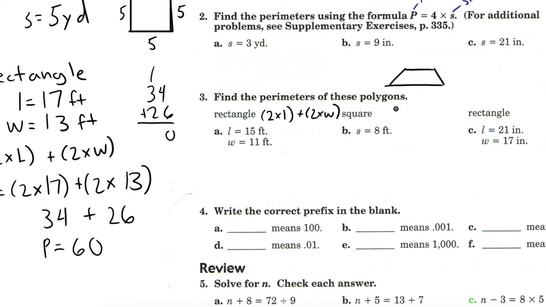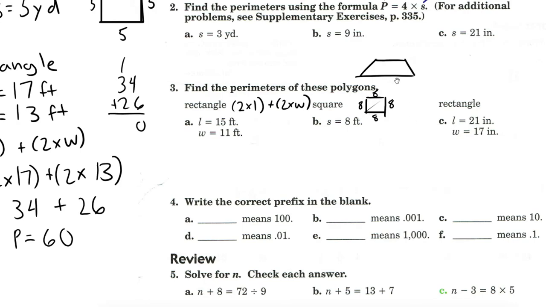So this is a square. If one side is 8 feet, what is the perimeter? Remember, we can assume that the other sides are also 8 feet if one of the sides is 8 feet. That's what makes a square a square. All the sides are equal.